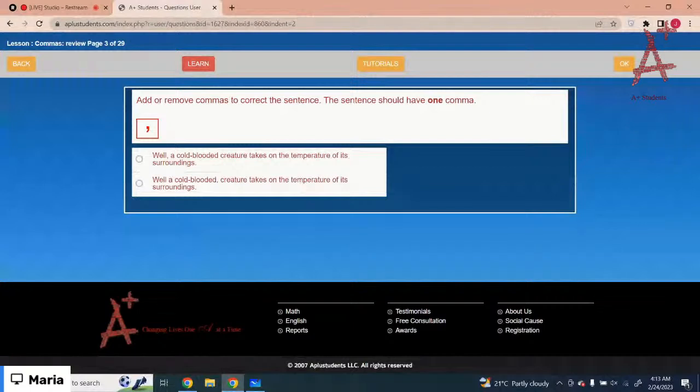Well, a cold-blooded creature takes on the temperature of its surroundings. So which is the correct option? Option 1 or option 2? Option number 1 is the correct option. You just have to put a comma after the word well. Got it?